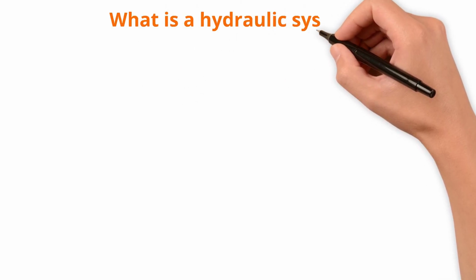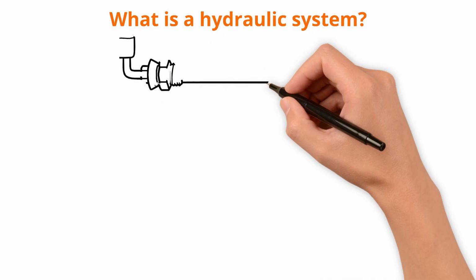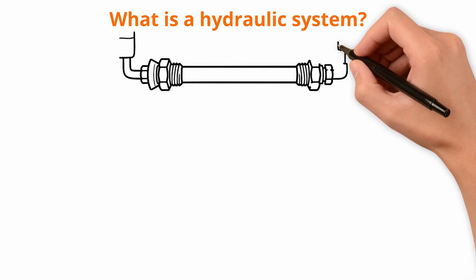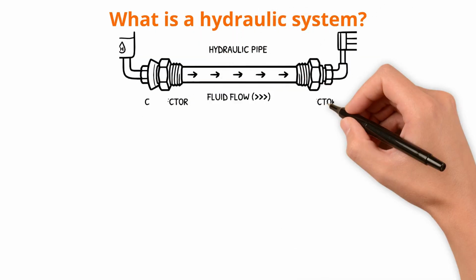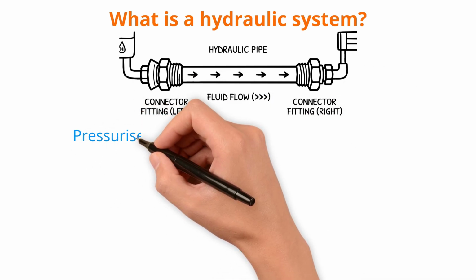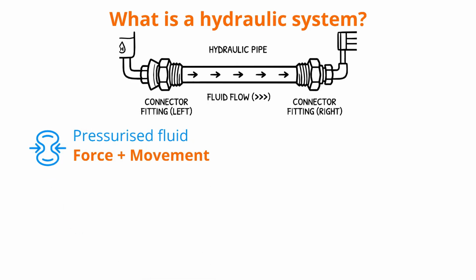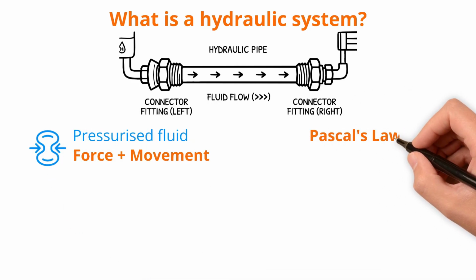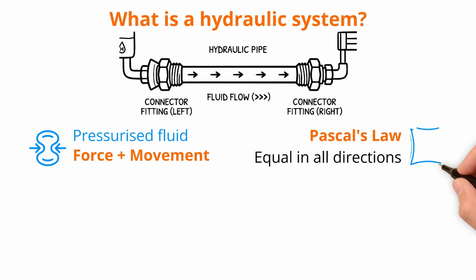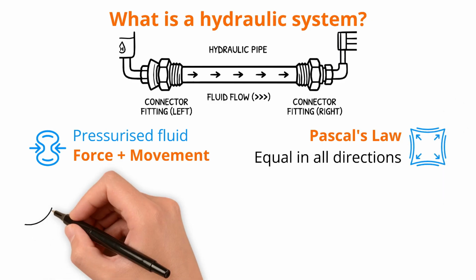So what exactly is a hydraulic system? At its most basic level, it's a system that uses pressurized fluid to generate force and movement. The principle comes from Pascal's law. Pressure applied to a confined fluid is transmitted equally in all directions. In simple terms, you push fluid down one end of a pipe, and something moves at the other end.